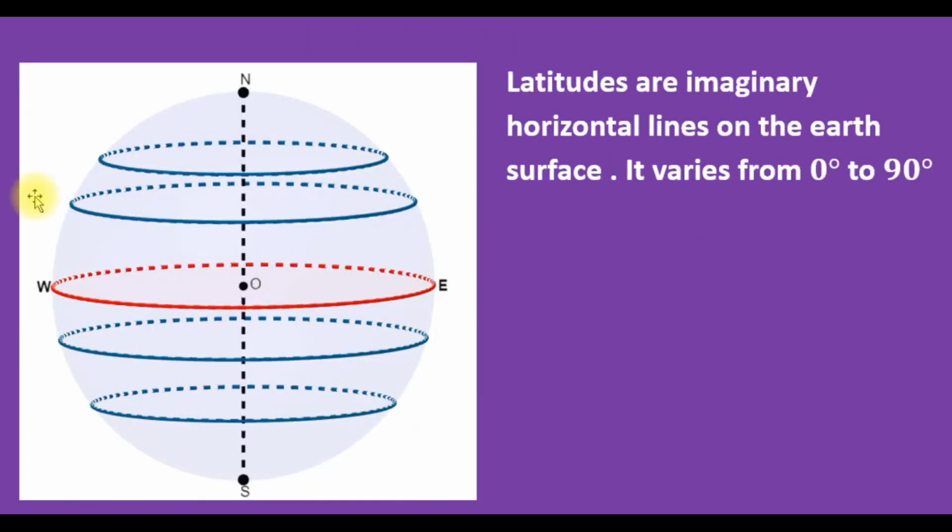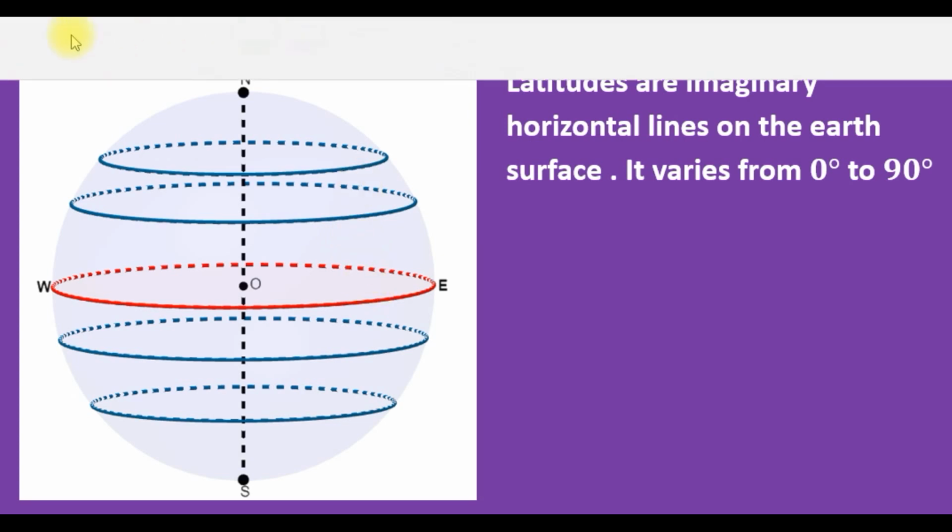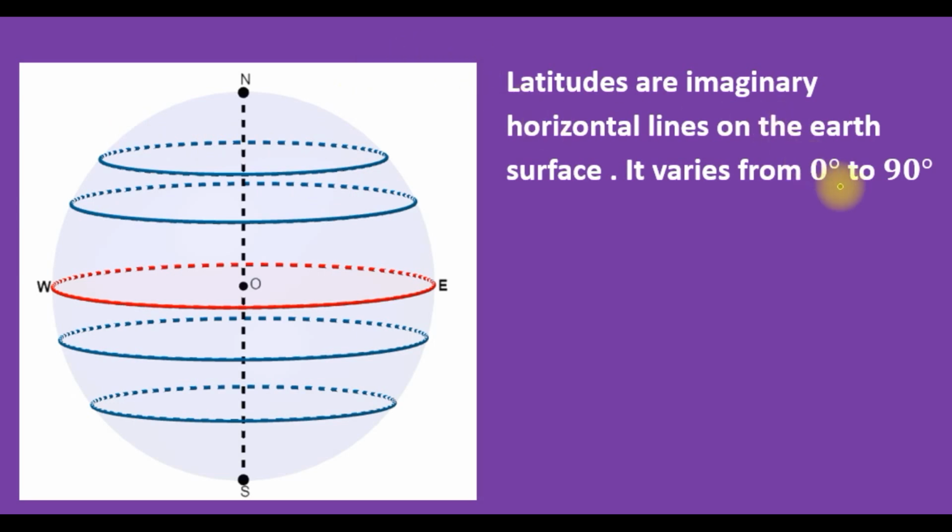Latitudes are imaginary lines on the Earth's surface. It varies from 0 to 90. So as you can see, if you see the globe, these are the pole, north, south, east, and west. So the line that runs from 0 to 90 up and down are called the latitudes. And it varies from 0 to 90. Okay, the one in red is called the equator.